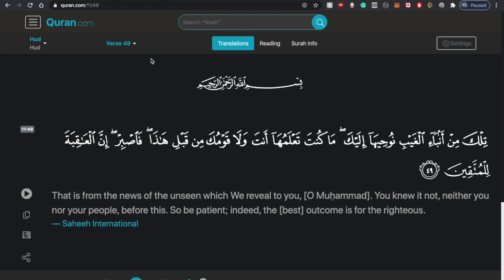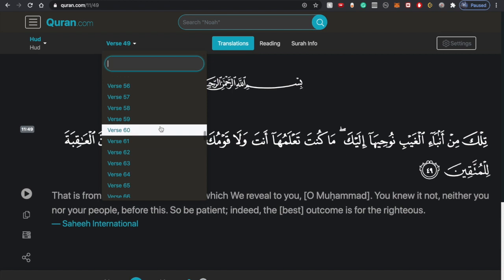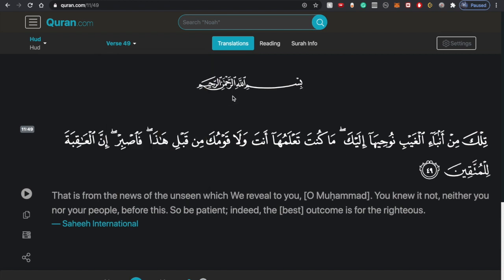So, for example, after mentioning some of the stories of the older prophets, I think particularly the story of Noah or something like that, but this is repeated throughout in other places in the Quran as well, this type of dialogue. Allah says, تِلْكَ مِنْ أَنْبَاءِ الْغَيْبِ نُوحِيهَا إِلَيْكَ.